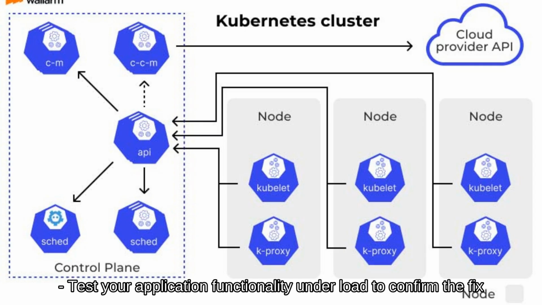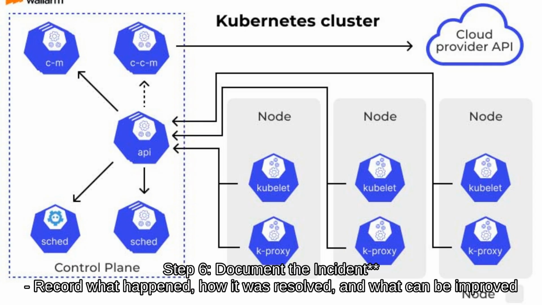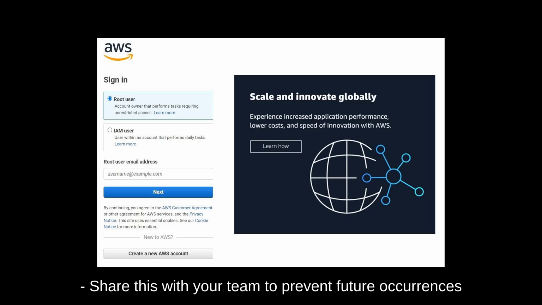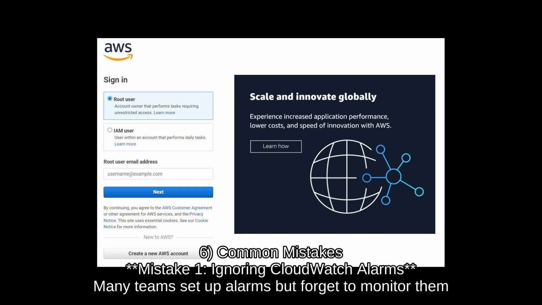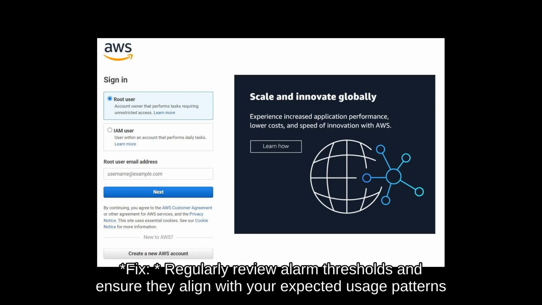Step 6. Document the incident. Record what happened, how it was resolved, and what can be improved. Share this with your team to prevent future occurrences. Common mistakes. Mistake 1. Ignoring CloudWatch alarms. Many teams set up alarms but forget to monitor them. Fix. Regularly review alarm thresholds and ensure they align with your expected usage patterns.